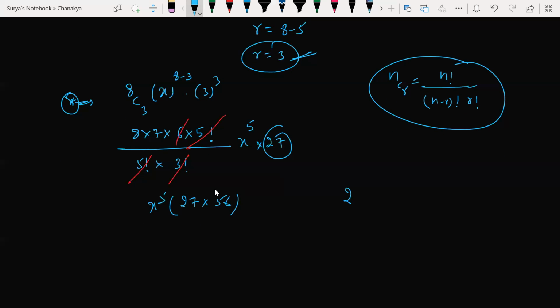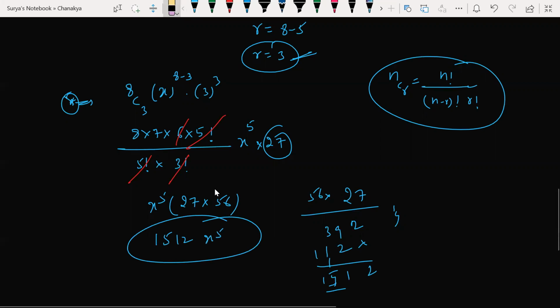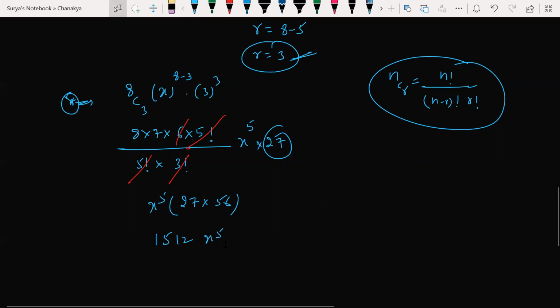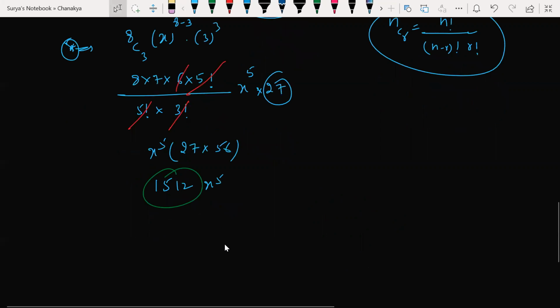So multiply this, 27 into 56. How much? 56 into 27. 7 6 42, 7 5 35, 2 4 6 12, 2 5 10, 11 ... 1512. So x to the power of 5. So what is the coefficient of x to the power of 5? 1512 is the coefficient of x to the power of 5.